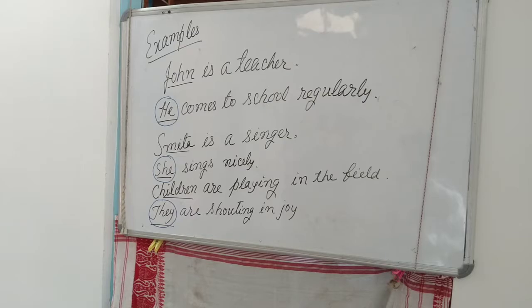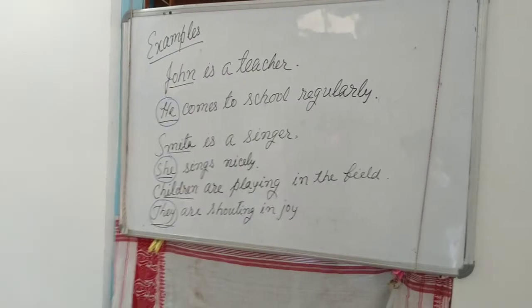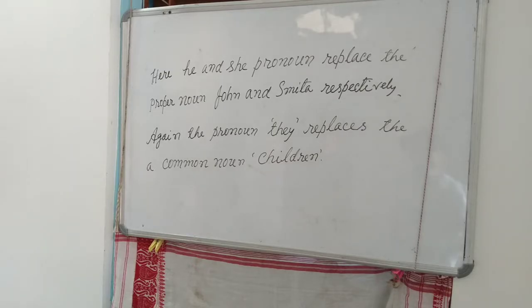The noun is used in the first sentence, but we do not use the noun again and again and replace it by a pronoun. Here he and she are the two pronouns. He and she replace the proper nouns John and Smita respectively. Again, in the third sentence, the pronoun they replaces a common noun which is children.